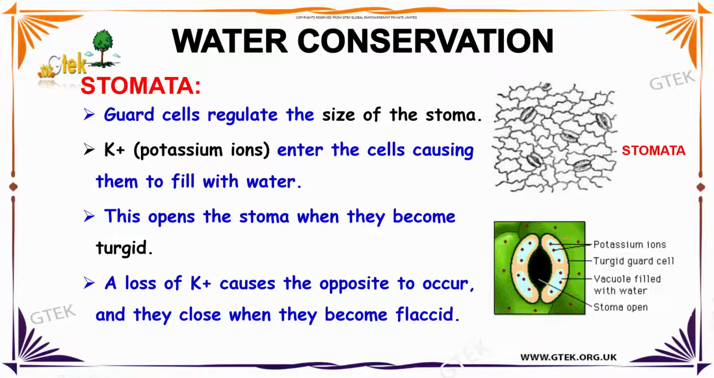You can see the dotted portions are all potassium ions. This outer surface is the turgid guard cell, and this white space is called the vacuole filled with water, and this gap is also known as stoma open.